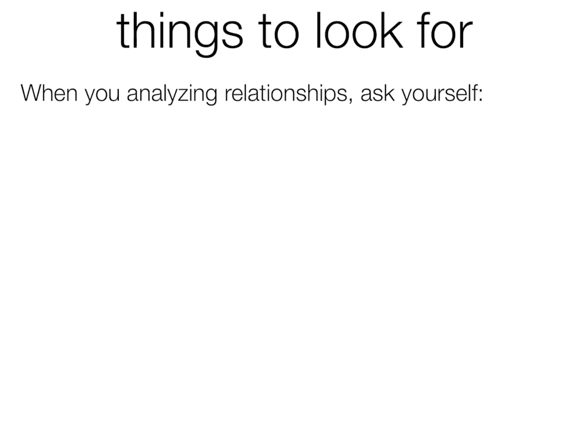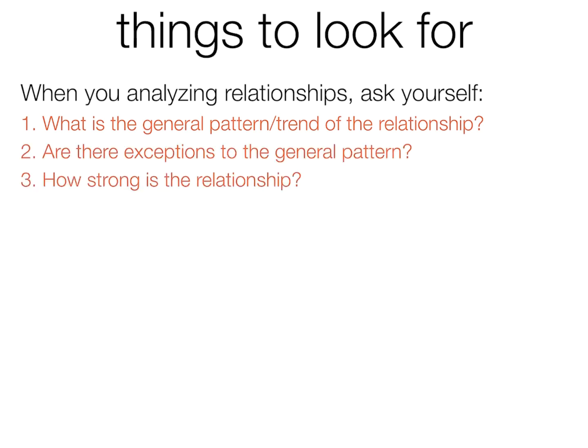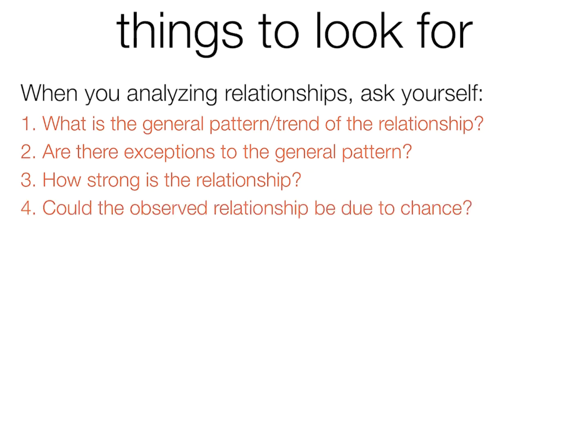Lastly, some things to look for. When you're analyzing relationships, you should ask yourself several questions. First, what's the general pattern or trend of the relationship that you see? Are there exceptions to that general pattern? How strong is the relationship? Is the RMSE very small or is it very large? Do you suspect if somebody gives you the predictors that you will be able to predict the response with a high degree of accuracy? Could the observed relationship be due to chance?